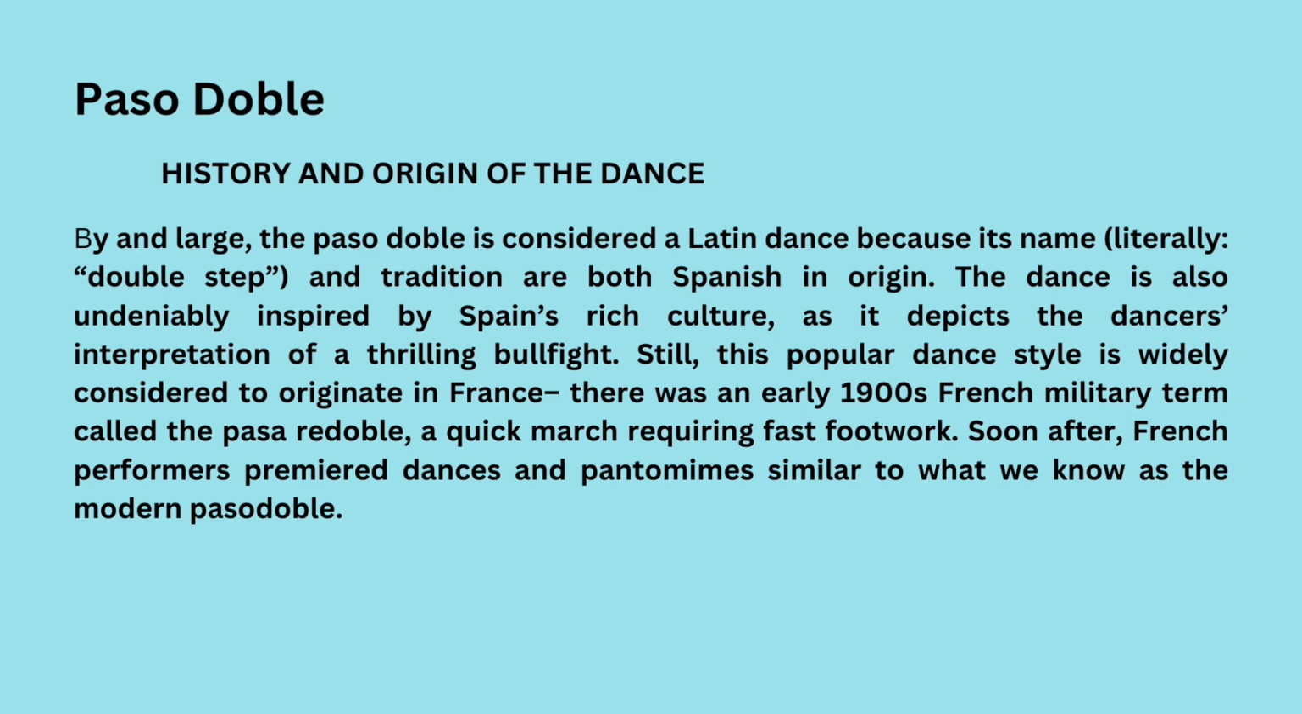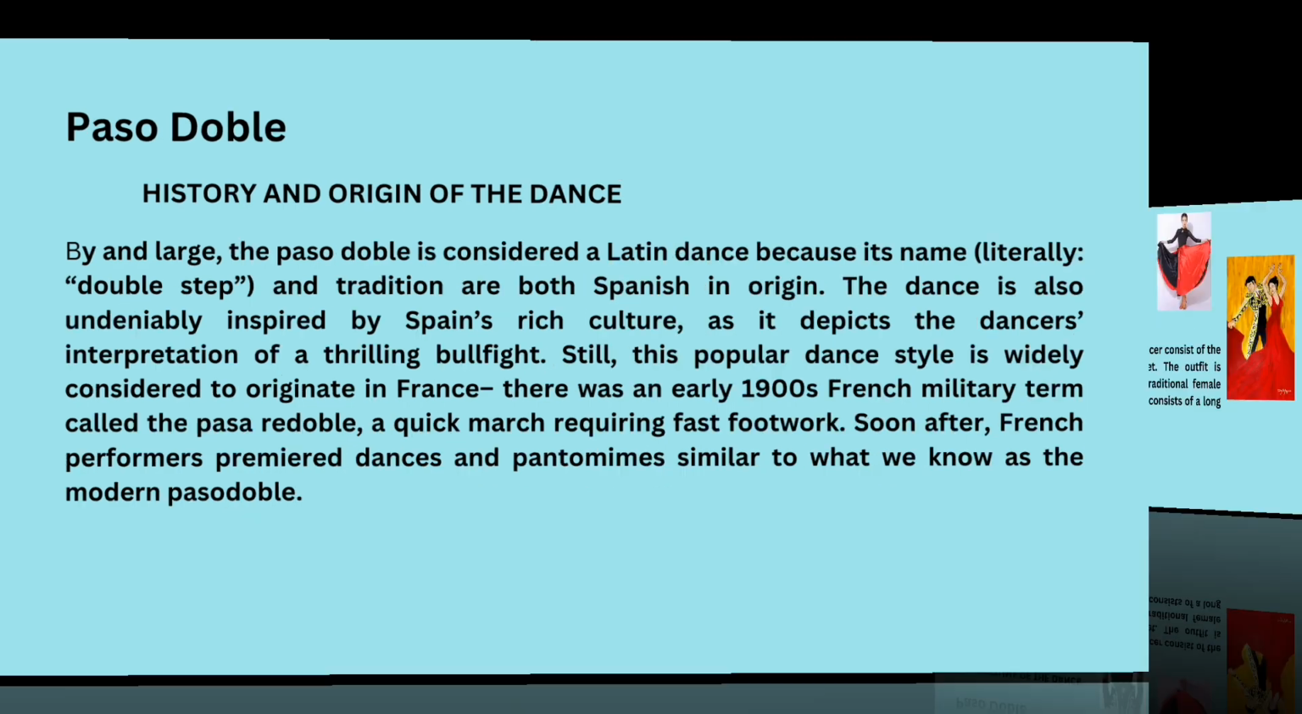There was an early 1900s French military term called the Paso Redoble, a quick march requiring fast footwork. Soon after, French performers premiered dances and pantomimes similar to what we know as the modern Paso Doble.